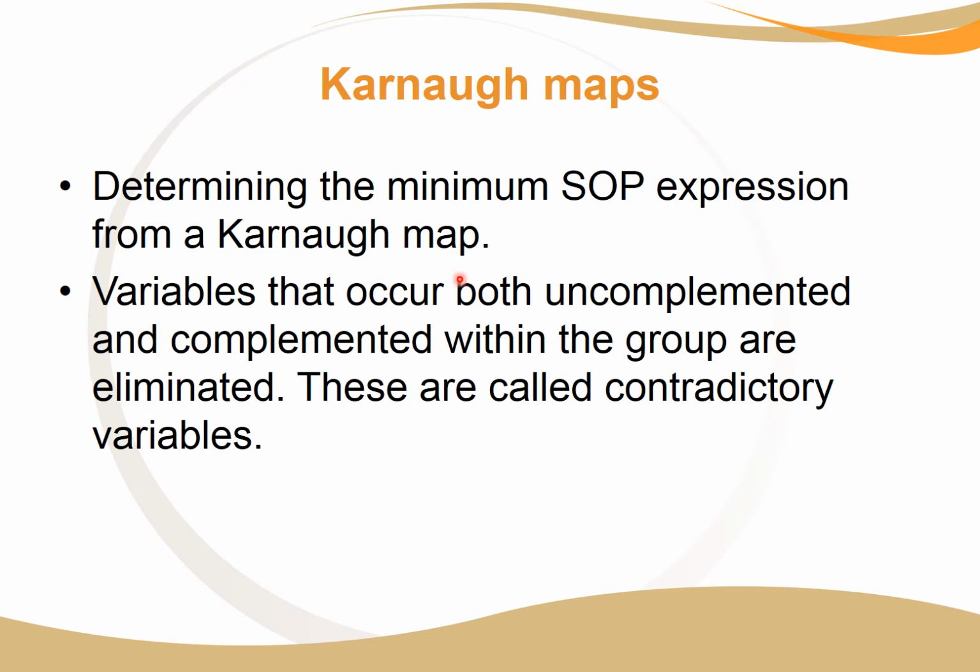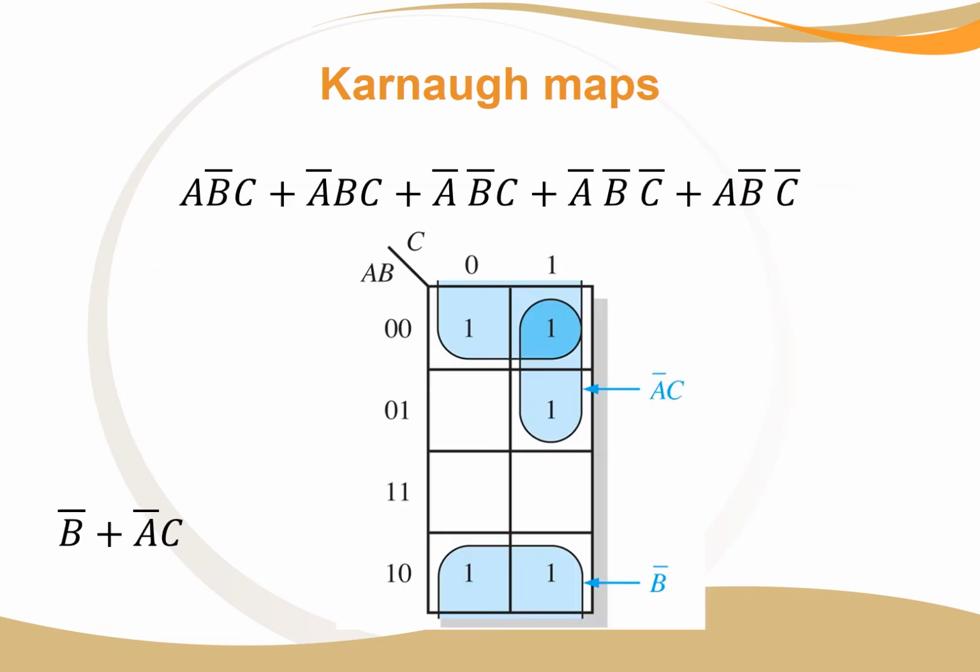So, determine the minimum sum of products expression from a Karnaugh map. Variables that occur both uncomplemented and complemented within the group are eliminated. These are called contradictory variables. So what do we mean by that? Okay, so we have this expression. We've taken it to our Karnaugh map and then grouped the Karnaugh map in these groups. So here we have 2 groups. So this means we're going to have 2 expressions from this. So we look at each group. Let's start with this group.